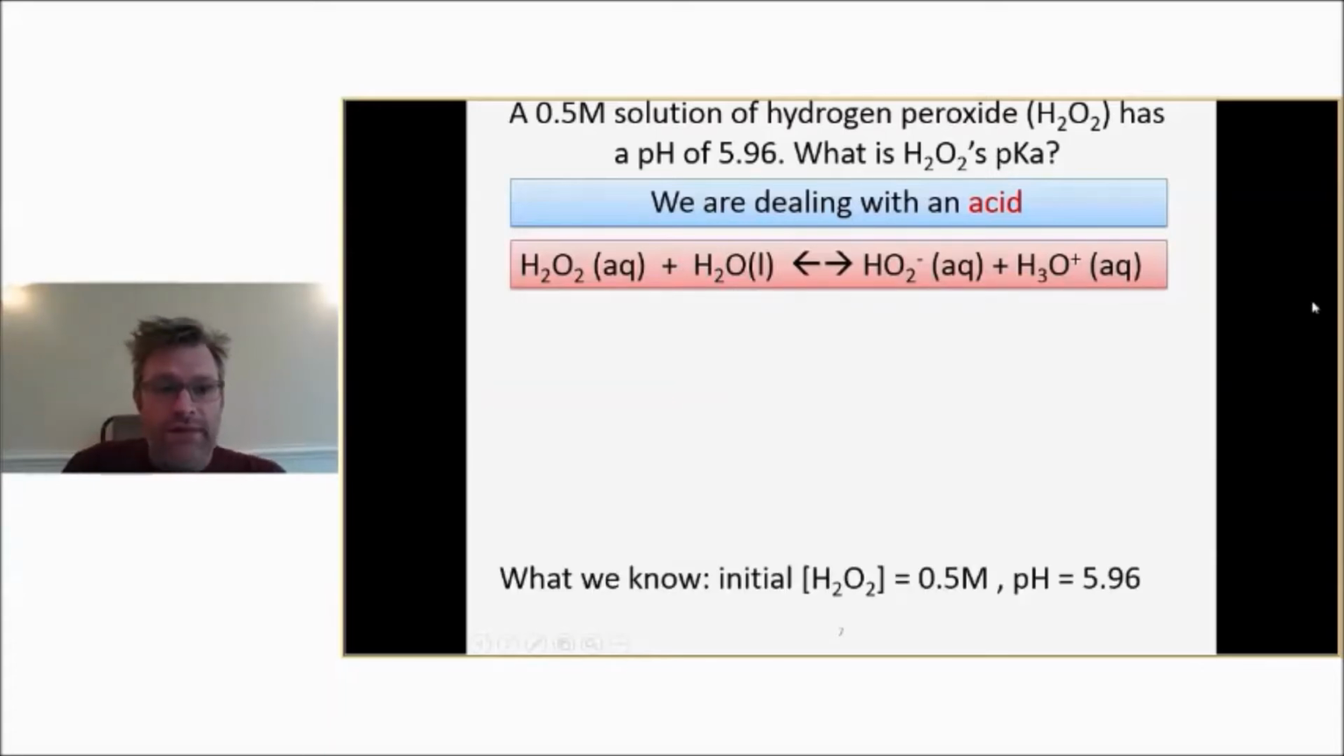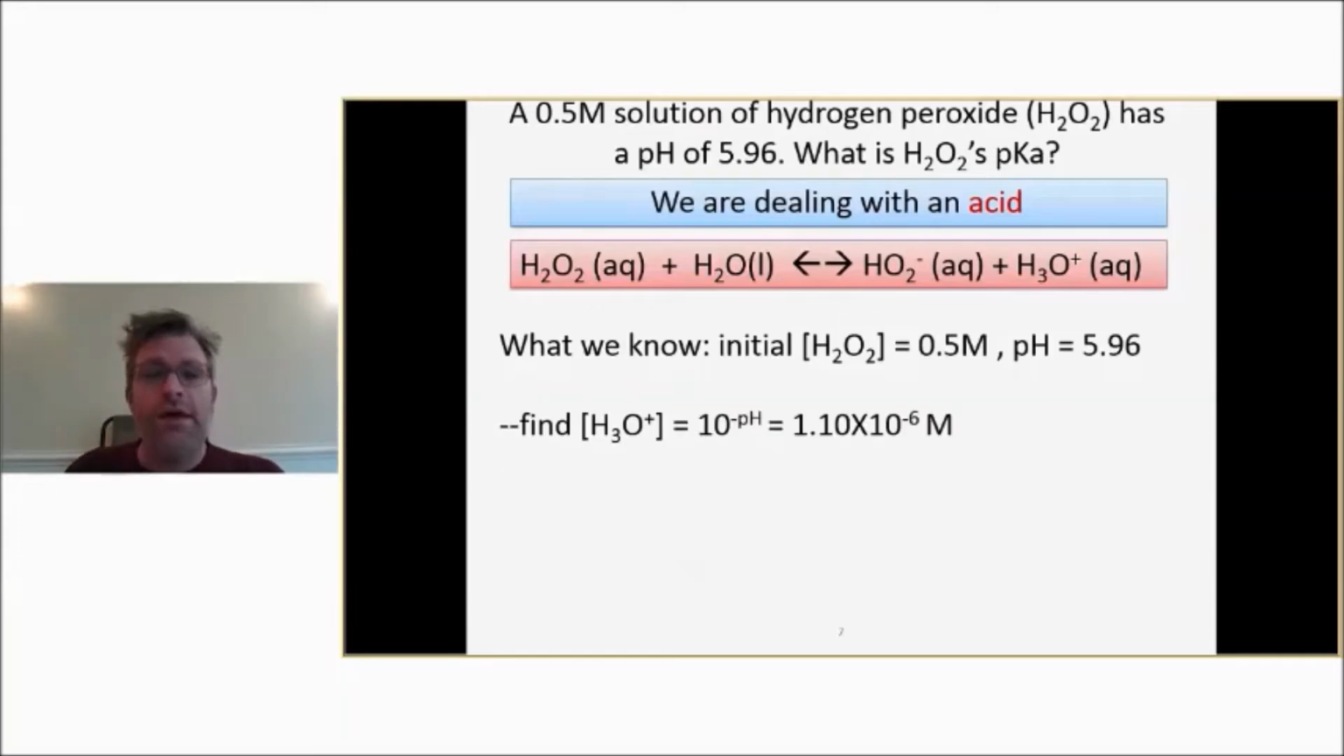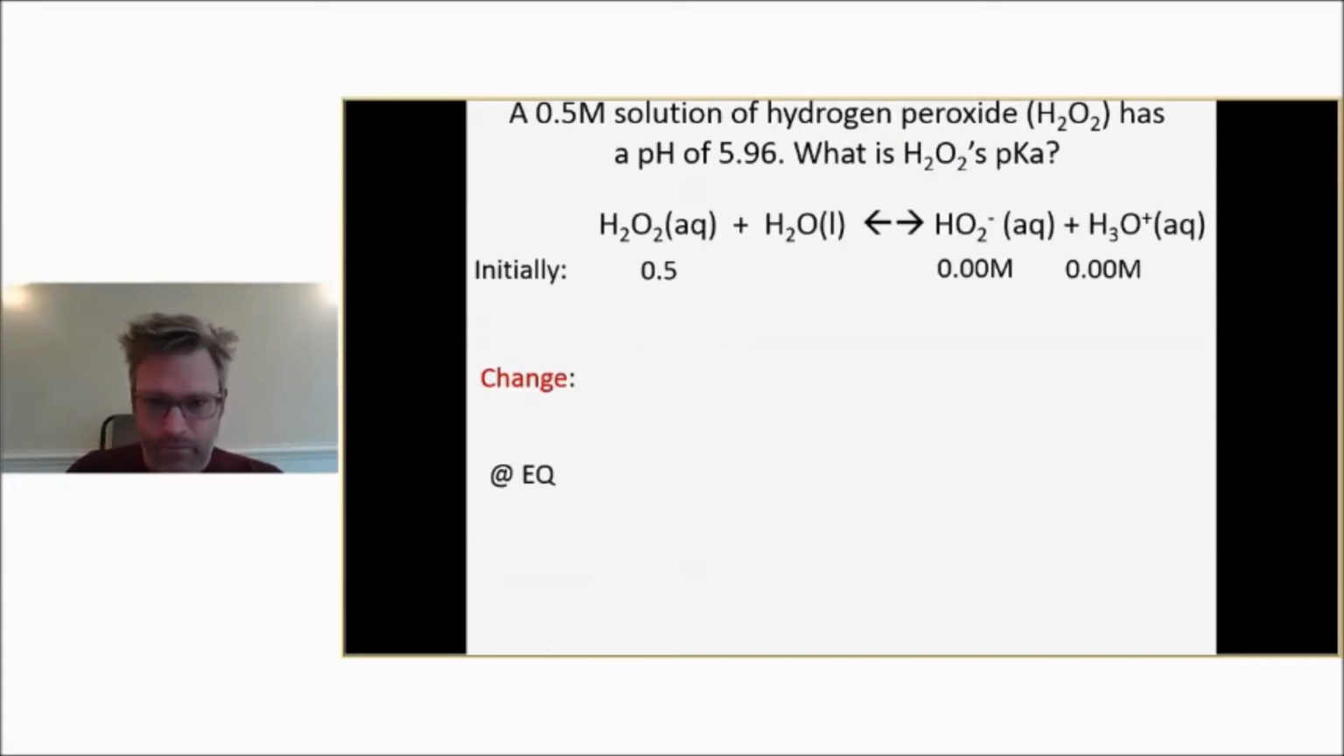We know that we have an initial concentration of 0.5 molar and an equilibrium pH of 5.96. So let's find the concentration of H3O plus. That will give us 1.1 times 10 to the minus 6 molar.